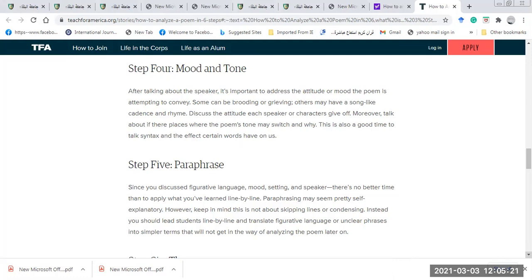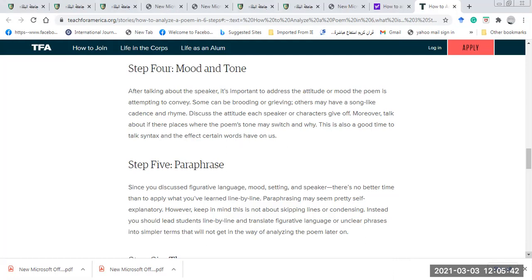This is also a good time. Also, if there is a time, you have to search for time. Sometimes we don't have times, but mostly you can search for place or time to find out the poet's mood.